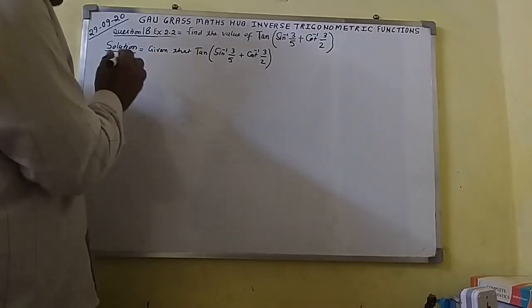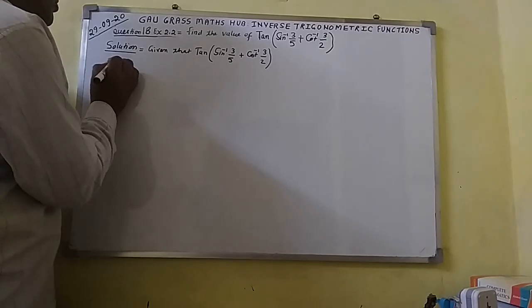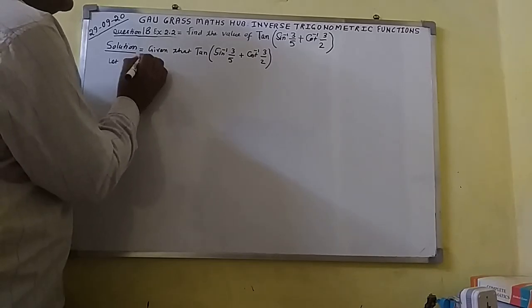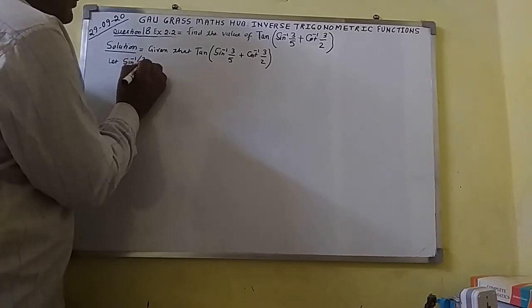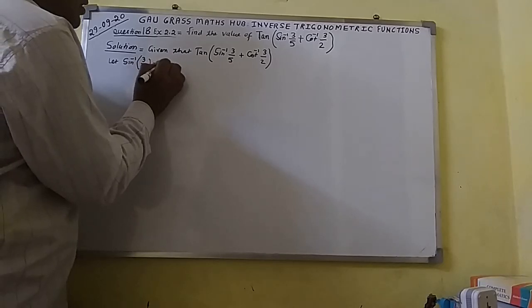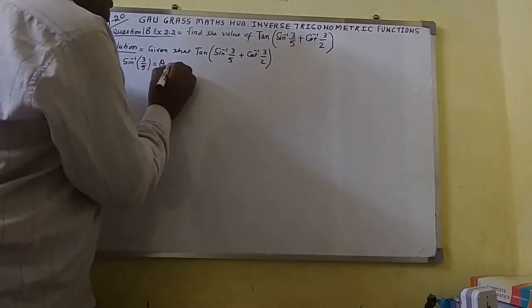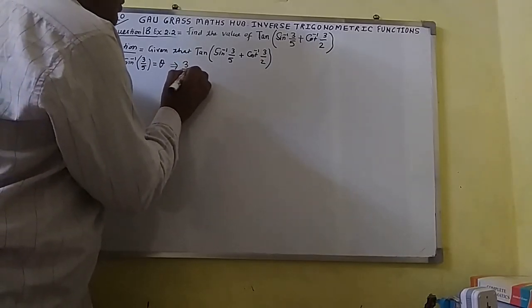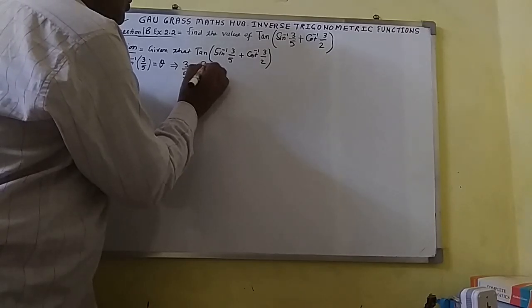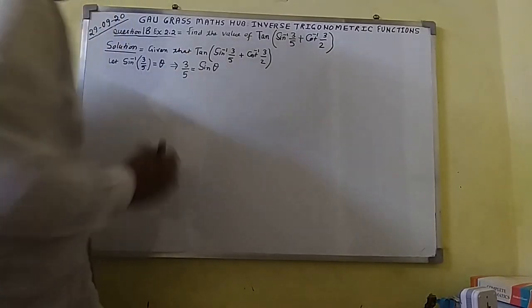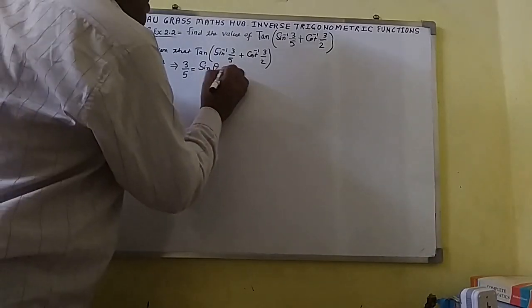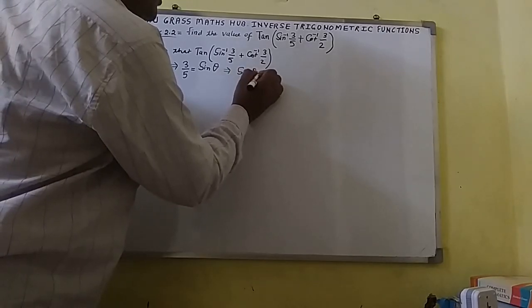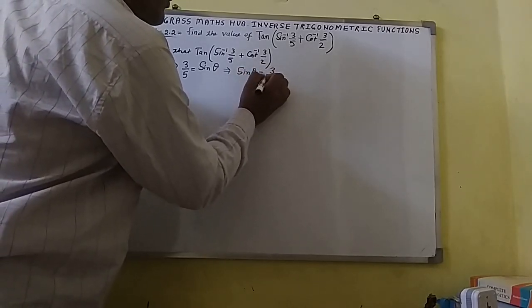What we'll do here? Here I shall let sin inverse in bracket 3 over 5 equal to theta. This implies that sin theta equals 3 over 5.